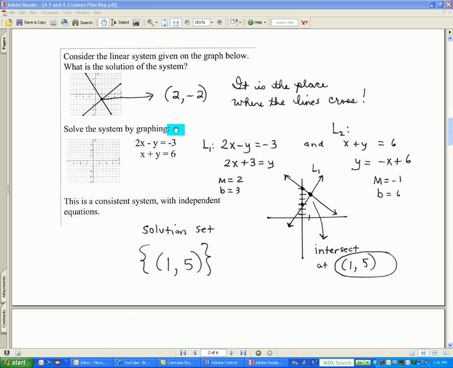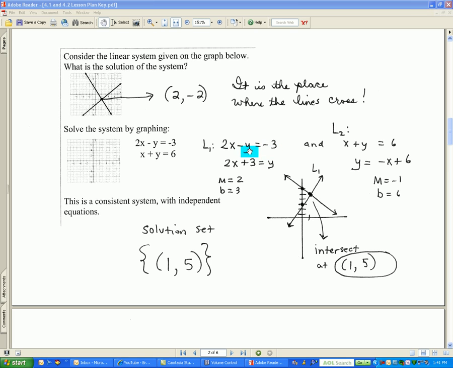Okay, the next problem asks us to solve the system by graphing. So we are given two equations. L sub 1 stands for line 1 and L sub 2 stands for line 2. If I'm trying to graph 2x minus y equals negative 3, I'm going to solve for y.